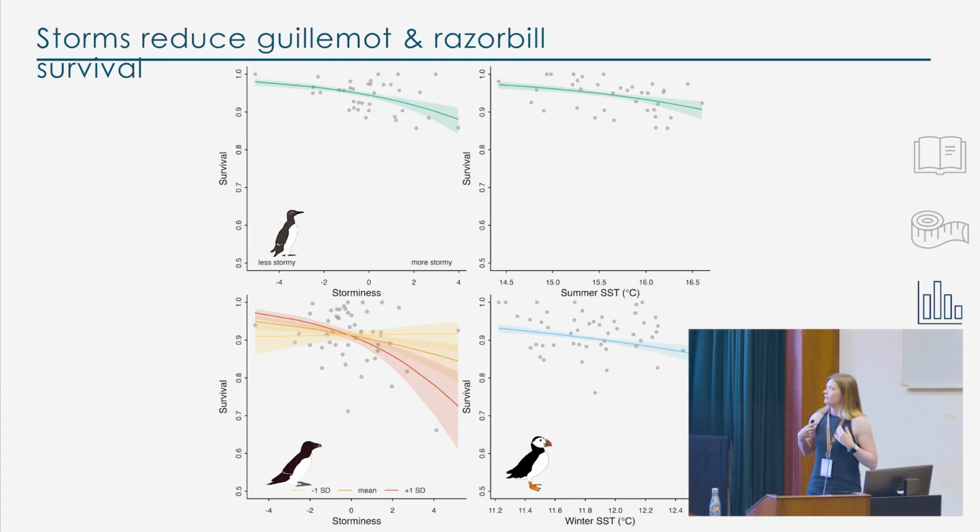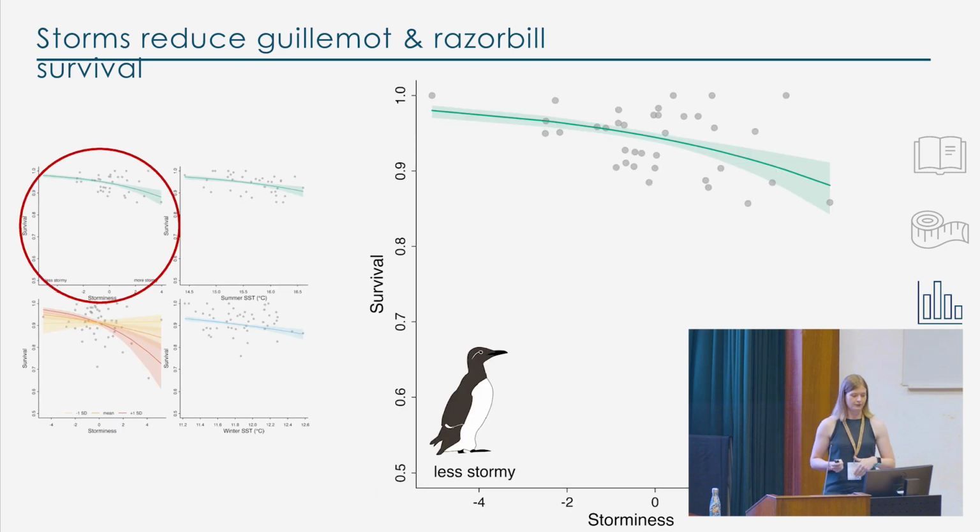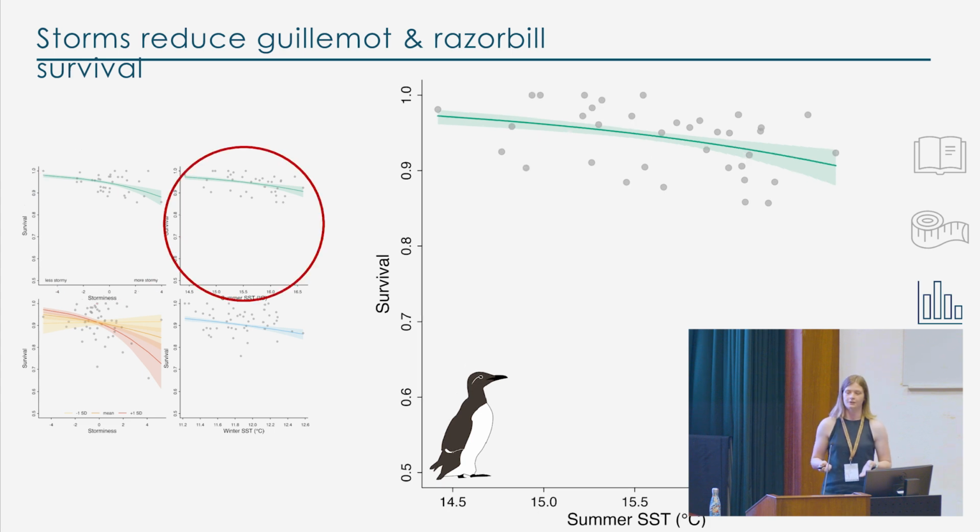So on to some results. What did I find? Is survival correlated with storminess? Well, storms reduce guillemot and razorbill survival. I'll just talk you through these graphs individually. We have storminess on the x-axis with stormier winters represented by higher values, and survival on the y-axis. Guillemot survival is negatively correlated with storminess. There's also a negative correlation with summer sea surface temperature, indicating that guillemot survival is probably also impacted by food supply impacts, which isn't really surprising.